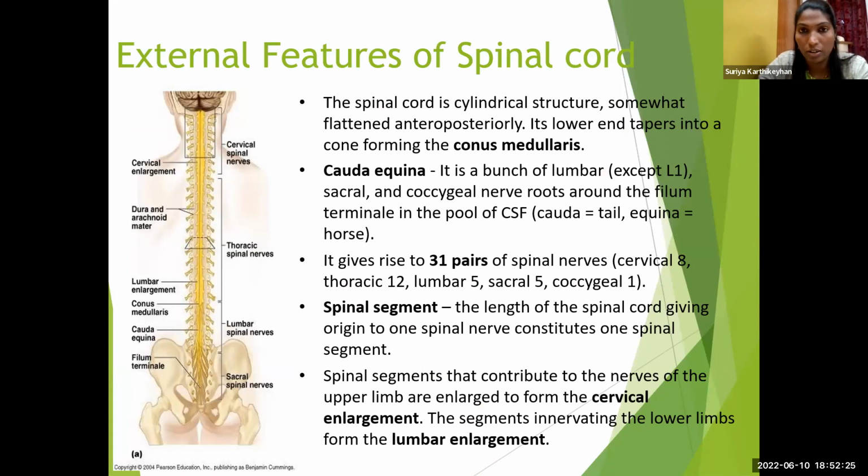There is a quick revision on the external features of spinal cord. As you all know, spinal cord is a cylindrical structure. It is somewhat flattened, and at the lower end it will be like a cone-like structure that is called the conus medullaris. So what is cauda equina?